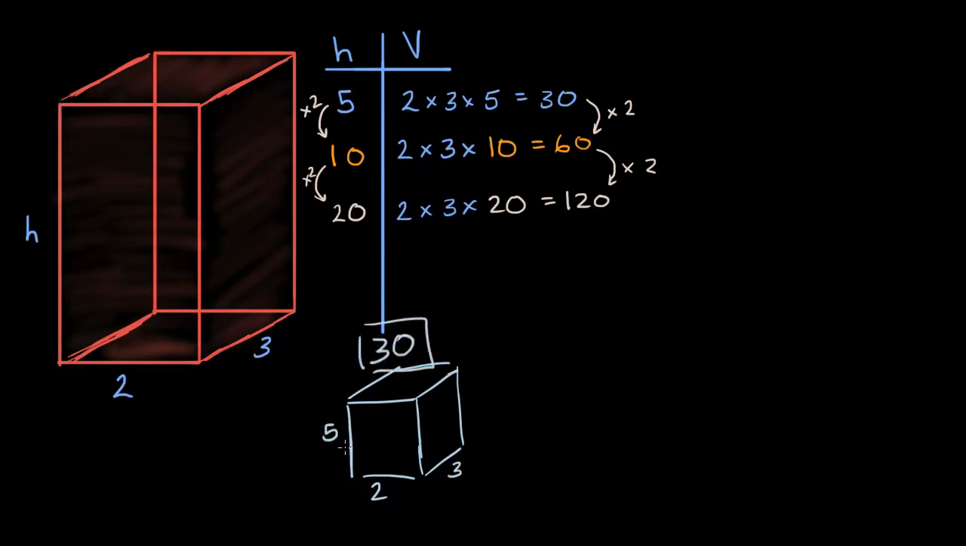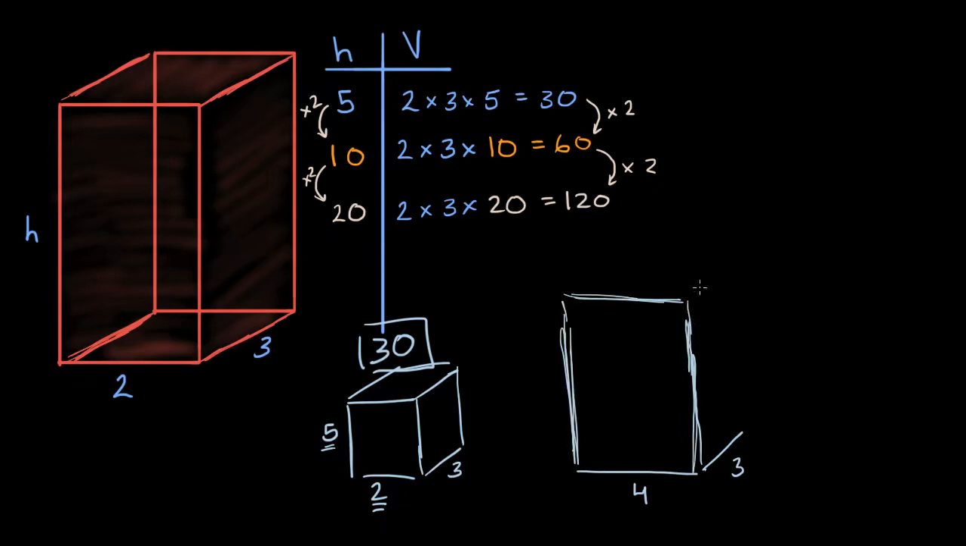But now let's double two of the dimensions. Let's make this into a 10 and let's make this into a 4. So it's going to look like this. And then this is going to be a 4. This is still going to be a 3. And our height is going to be a 10. So it's going to look something like this. I haven't drawn it perfectly to scale, but hopefully you get the idea. So this is our height at 10.